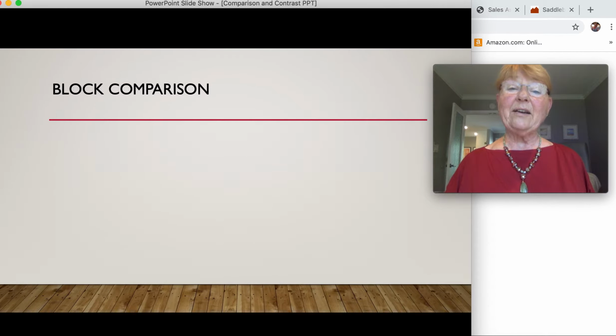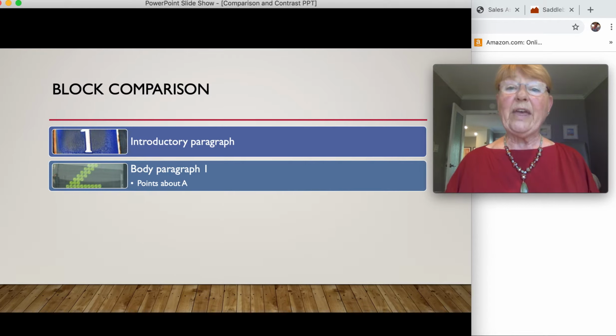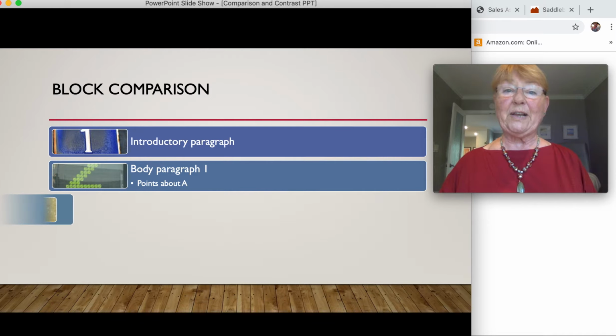The second kind of organization is similar, but this one we call block organization. Naturally, once again, you have your introductory paragraph, which ends with a thesis statement. Don't forget, I'm going to be looking at that thesis statement. Then in your first body paragraph, you talk everything about item A. For example, a city, a person, a building, an animal. I'm looking at my little dog here. Whatever it is, everything about the first thing.